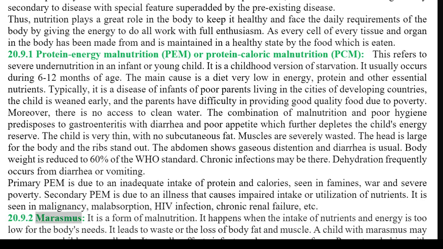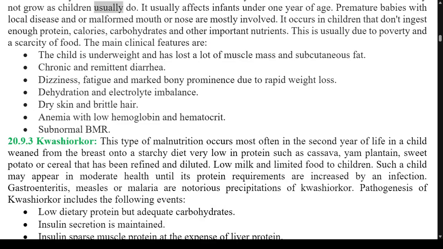20.9.2 Marasmus. It is a form of malnutrition. It happens when the intake of nutrients and energy is too low for the body's needs. It leads to waste or the loss of body fat and muscle. A child with marasmus may not grow as children usually do. It usually affects infants under 1 year of age. Premature babies with local disease and or malformed mouth or nose are mostly involved. It occurs in children that don't ingest enough protein, calories, carbohydrates and other important nutrients. This is usually due to poverty and a scarcity of food.